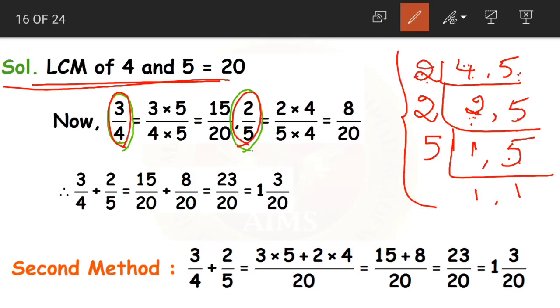Now what is the LCM? What is the answer here? Is it 1 comma 1? Or is it 5? Is it 2? No. The LCM is 2 into 2 into 5. What is the LCM, students?